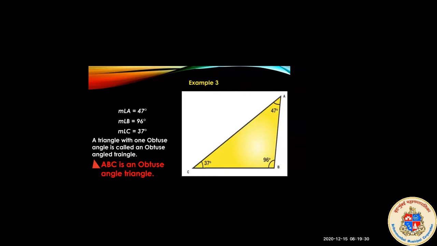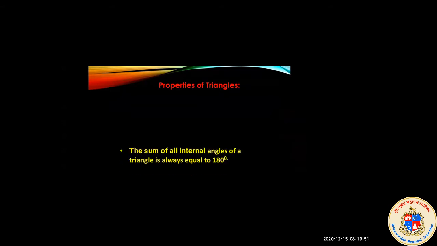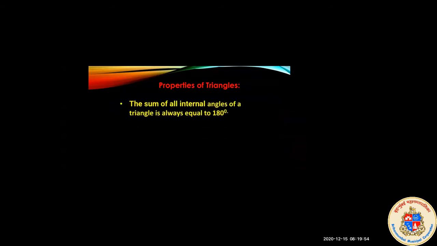Okay, now let's see some properties related to triangles. Now we studied parts of triangles, their types, and we solved some sums related to it. Now we'll see some properties of triangles. There are two properties of a triangle.